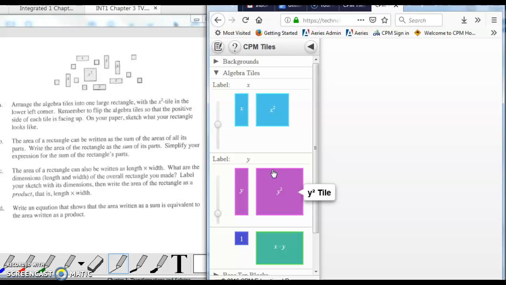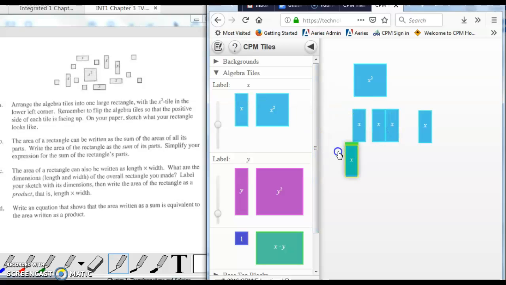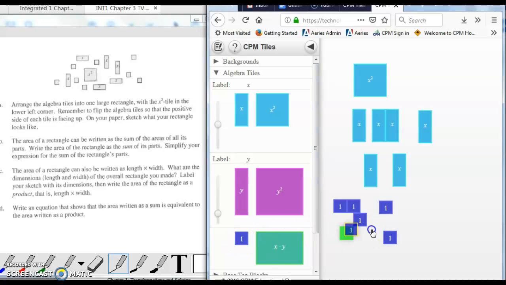So what I want you to do is drag out 1 x squared. So here's 1 x squared. And then notice that you have 1, 2, 3, 4, 5, 6 x's. So we're going to drag out 1, 2, 3, 4, 5, 6 x's, and then it looks like we have 1, 2, 3, 4, 5, 6, 7, 8 ones.